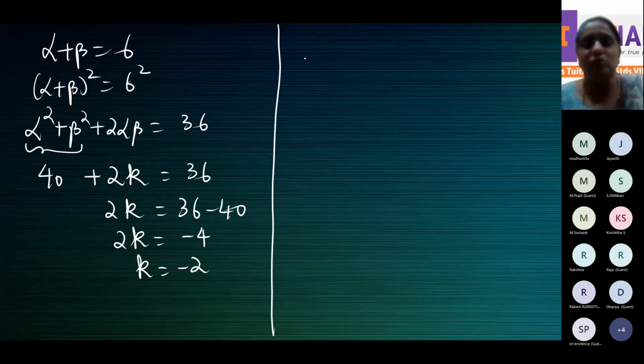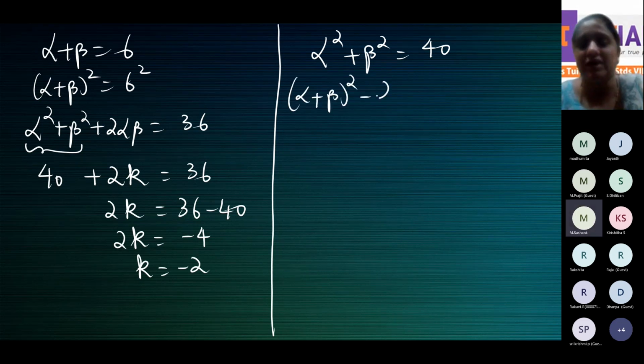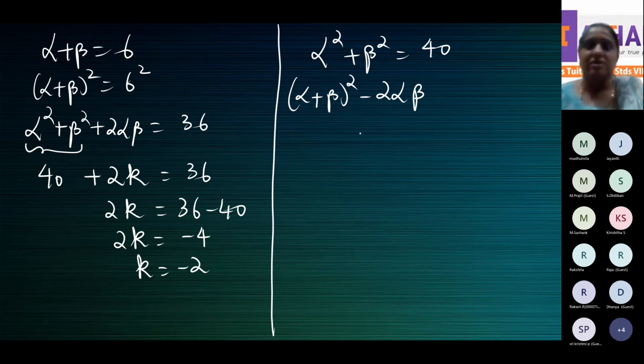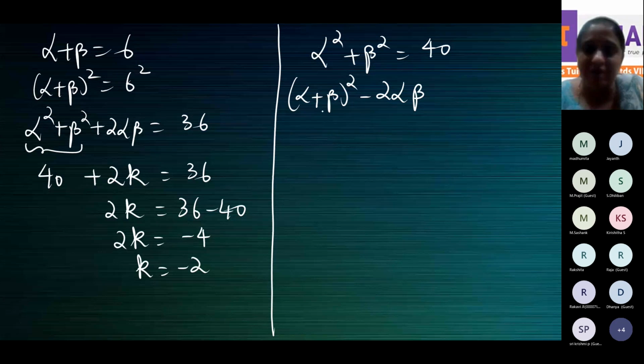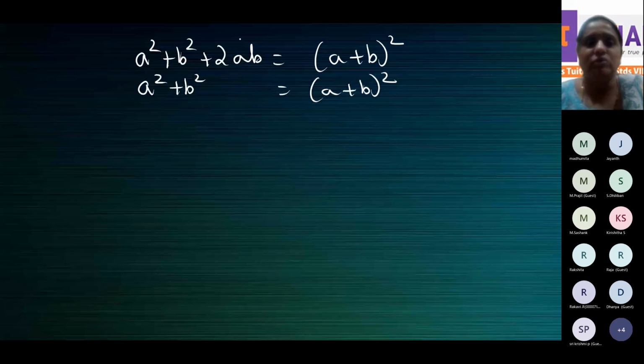Very good. The other way of doing it is, it's given that alpha square plus beta square is equal to 40. What is a square plus b square? It is a plus b the whole square minus 2ab. If you're very good with the identities, you can do this. I'll tell you how we get that. What is a square plus b square plus 2ab equal to? It is a plus b the whole square. So from this, a square plus b square is equal to a plus b the whole square minus 2ab when you transpose.